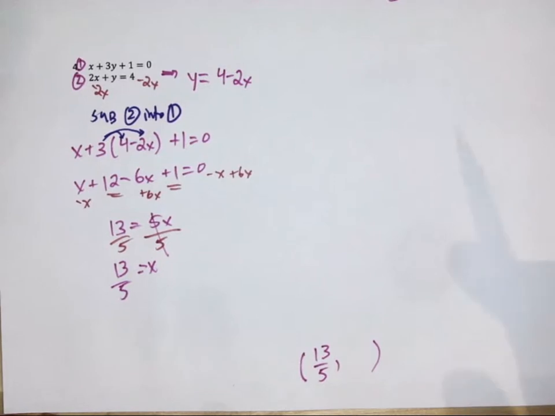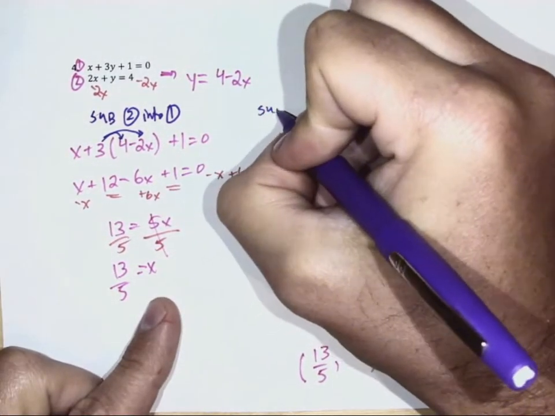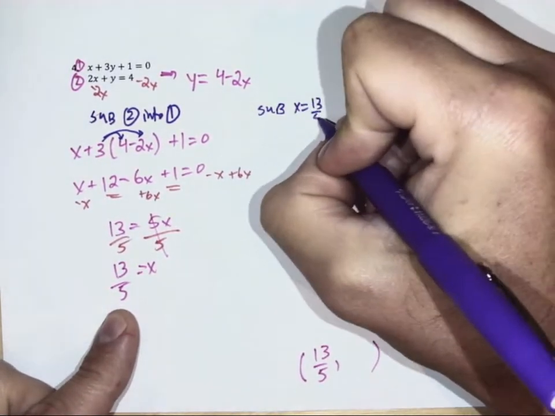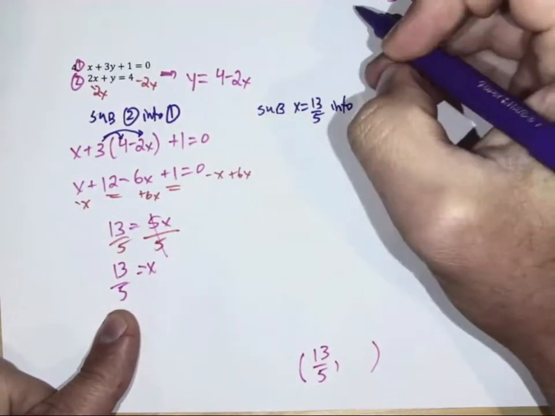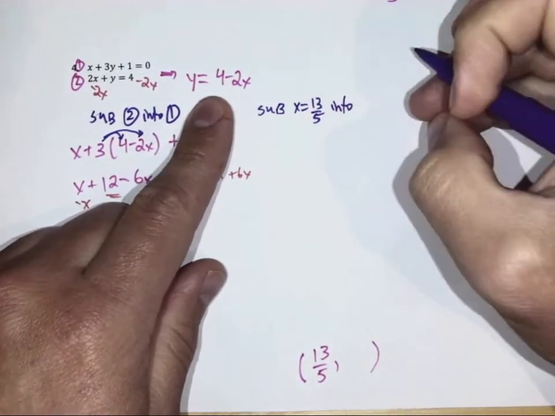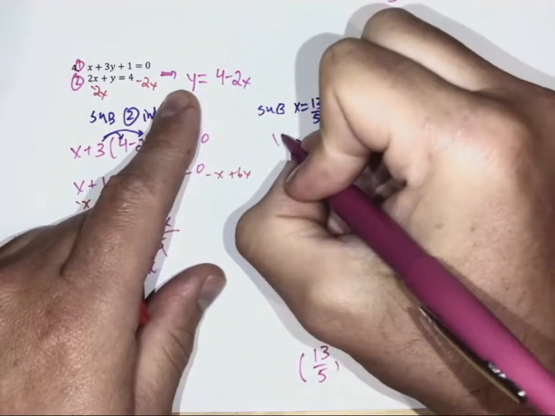As I continue, I'm now going to take my solution that I found for one of my variables, sub x equals 13 fifths, into, I can sub it into any equation, but again, I'm going to use rearranged equation 2 because it already has y by itself.